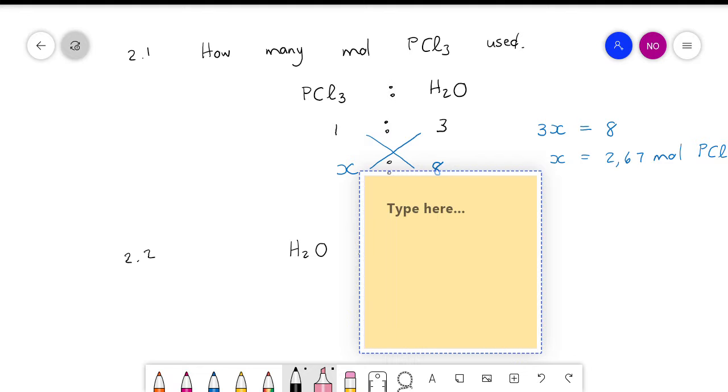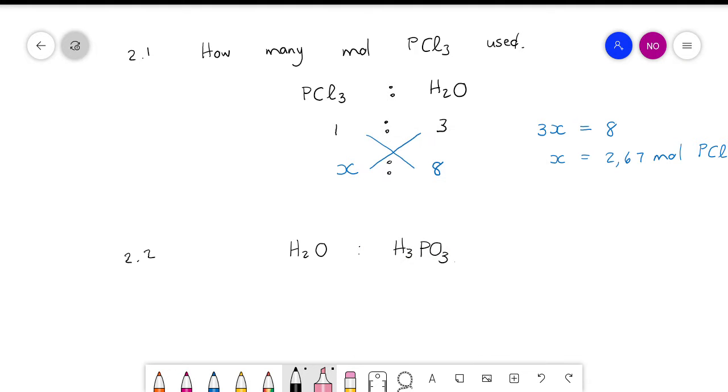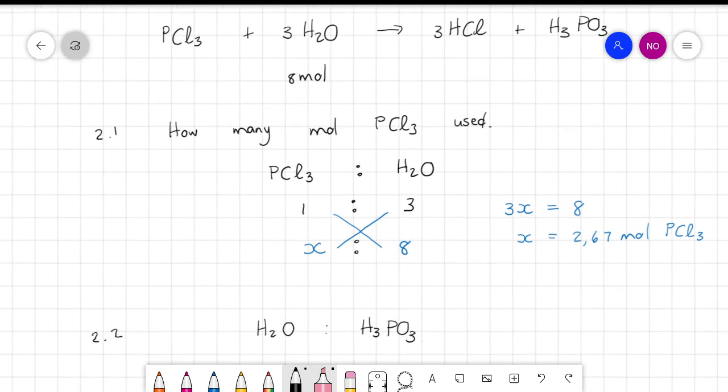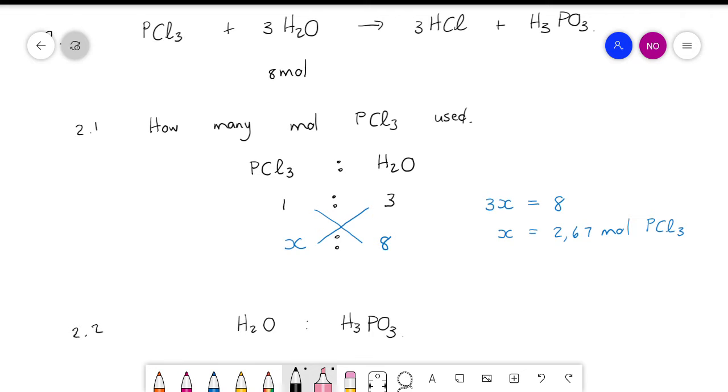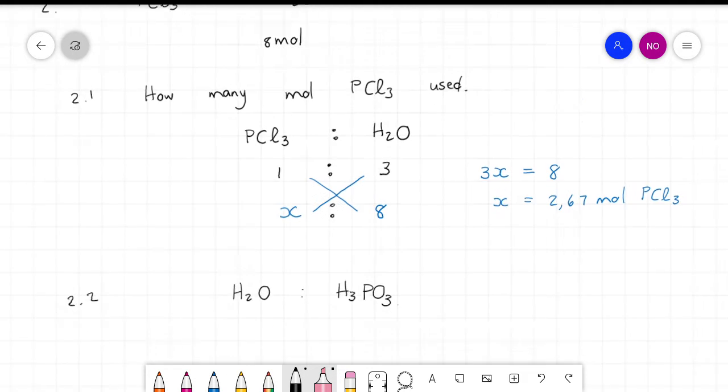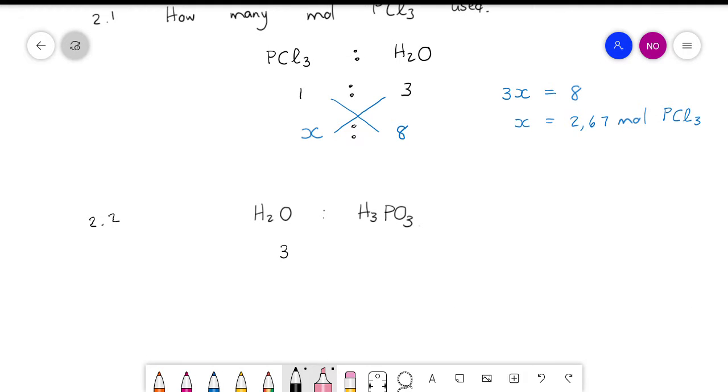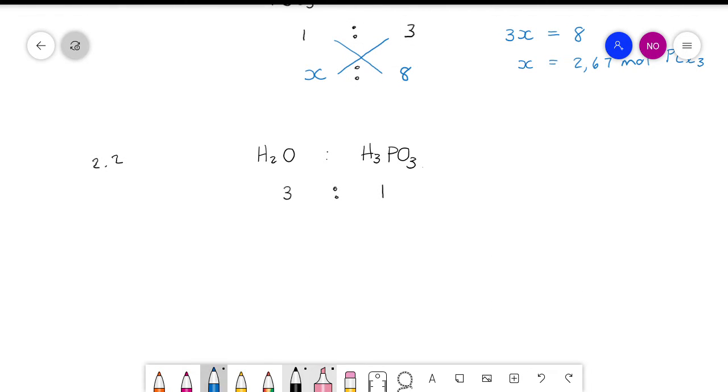Die verhouding waarin daai twee met mekaar reageer is wat? In what relationship will those two react to one another? Sê maar 3 tot 1. Kyk, maar ons het nie net 3 mol van daai ene nie, ons het 8. Nee? Hierdie een is lekker maklik om uit te werk.